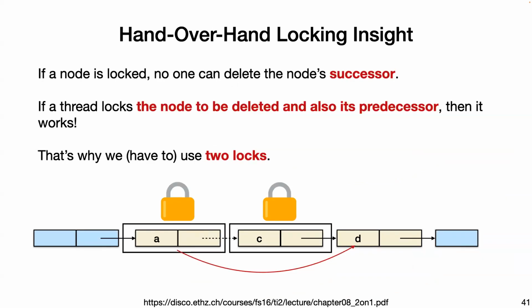So the main insight behind hand over hand locking is that if you lock a node, nobody can delete your successor. And if your thread locks the node to be deleted and also the predecessor of the node to be deleted, then it will work. So that's why you have to use two locks. So to delete C, we have to lock both A and C, and we would take A.next.